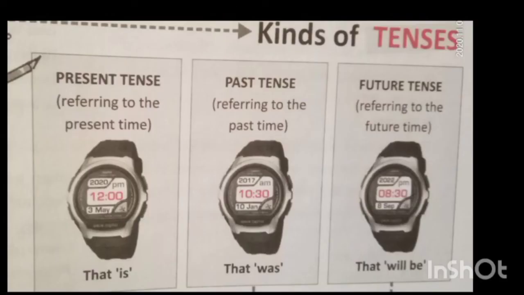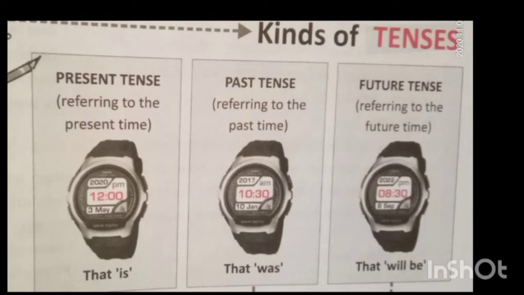I'm Aarti, your English educator, and I'm back with today's topic, tenses. The tense of a sentence is determined by the form of the verb used therein. It shows the time and the state of the action. There are three kinds of tenses: present tense, past tense, and future tense.